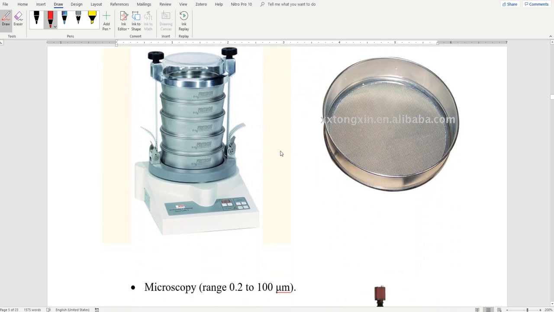Of course, this is showing you an example of a stack of sieves. At the top you will have the sieve with the larger opening size, and at the bottom you will have the collector.